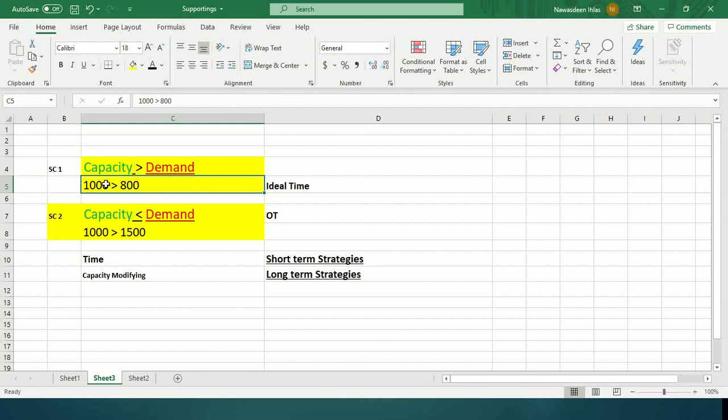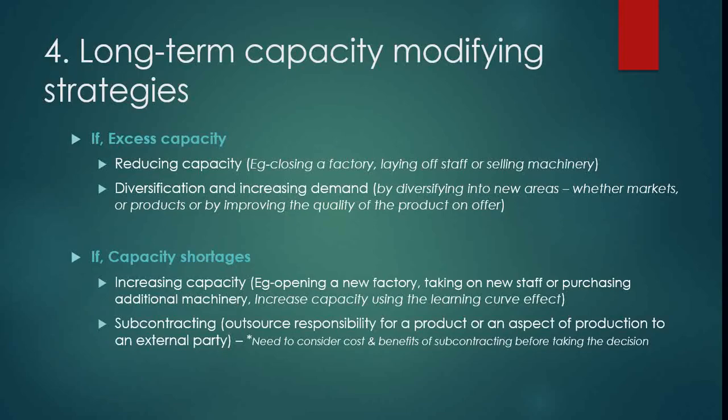So what we can do, we can do some diversification. Let's say we are producing a phone or whatever, so we can add some more features, we can add some new versions. As a result, we can increase demand, or we can diversify into new fields. Now we are producing only mobile phones, now we are going to produce laptops, some other tabs, so whatever, we are moving to other fields. So we are going to diversify.